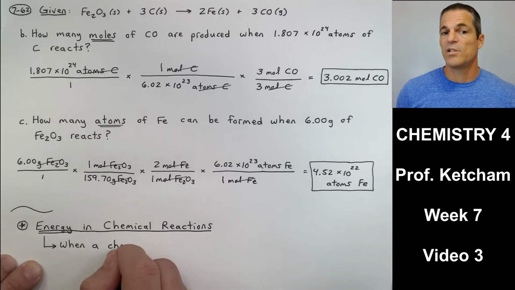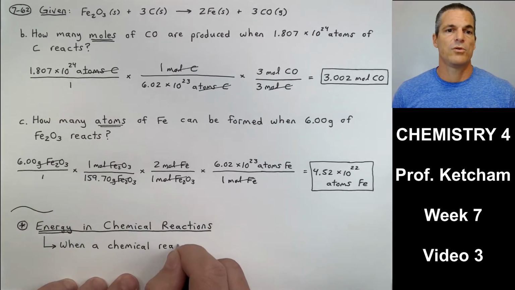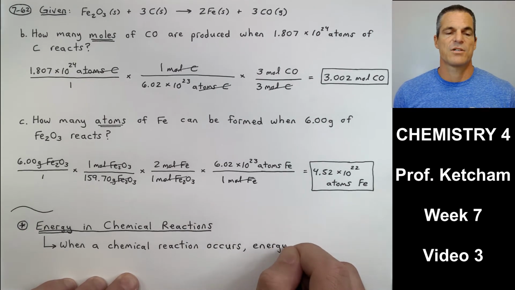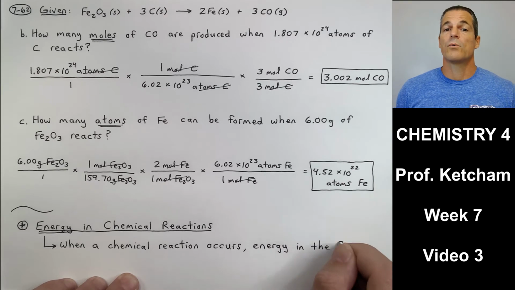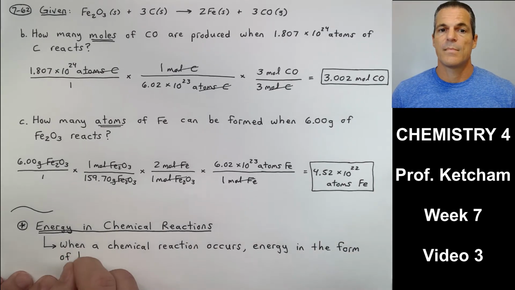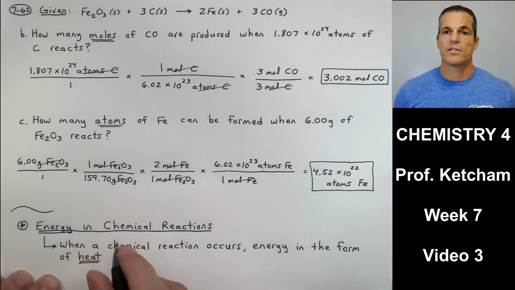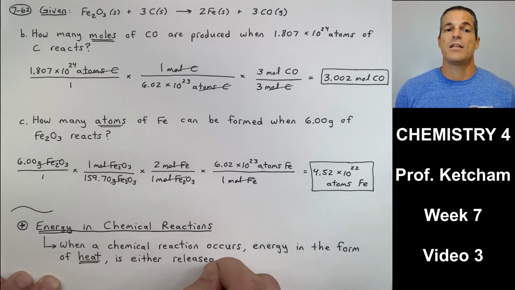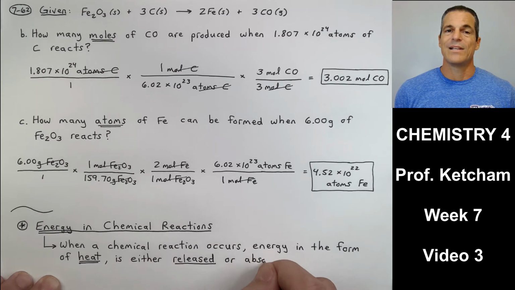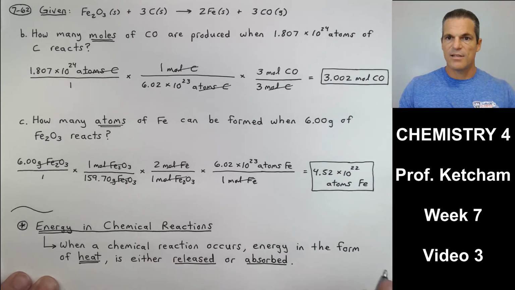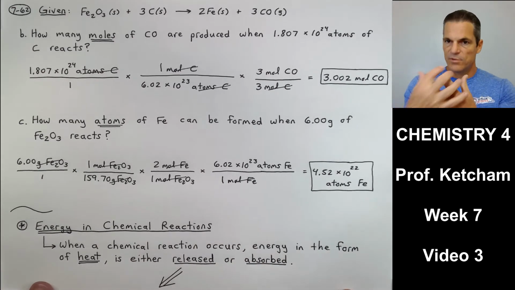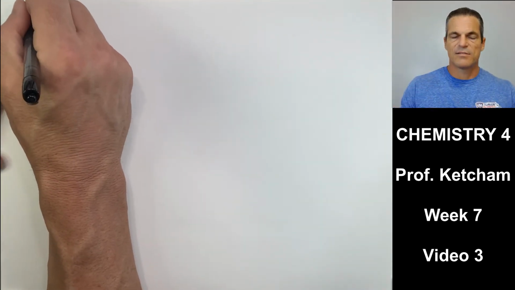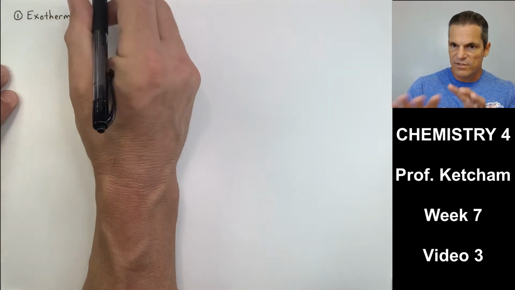All right, this is some new material here, okay? This is kind of like new lecture material at the end of this video. Energy in chemical reactions. So, when a chemical reaction occurs, it's either going to release energy or it's going to require energy. So when a chemical reaction occurs, energy in the form of heat is either released, which is exothermic, or it's absorbed. Absorbed means required. Okay, released means like produced or gives off.